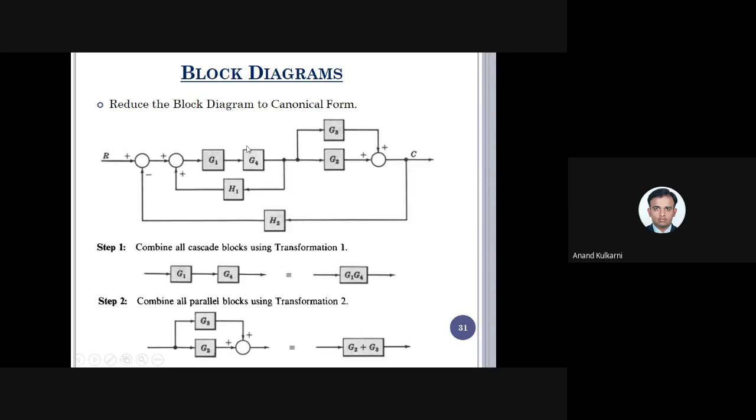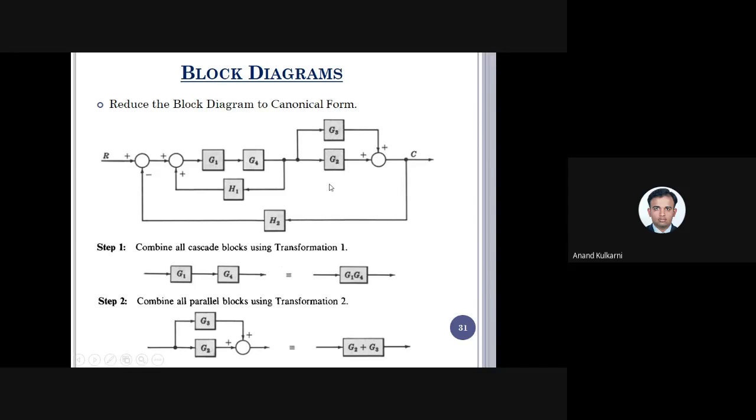Now, suppose this is a question in this chapter: given a block diagram, reduce it to the simplest form and write the transfer function. This is a question which is asked for 10 marks. Suppose this is the block diagram which has been asked, and they have asked us to reduce it to canonical form, which is a simpler form. Canonical means nothing but a combined, very simple form.